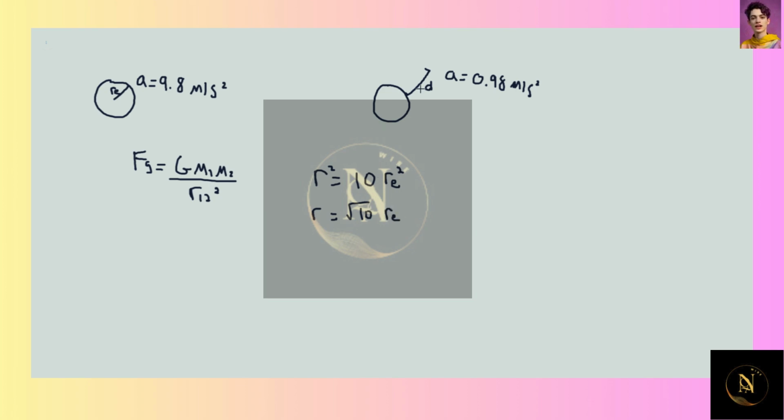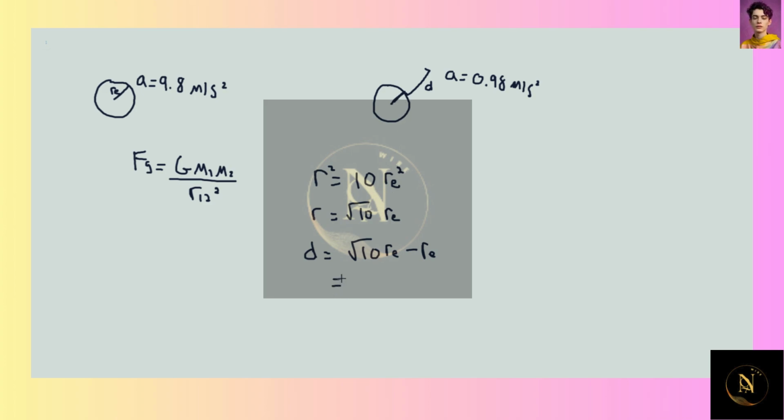But that's not quite our answer yet, because they don't ask us for the distance from the center of the Earth to the object. They ask us just for the distance from the surface of the Earth. So that means that we need to subtract off this distance here, the radius of the Earth. So d, the distance they're asking for, is the square root of 10 times the radius of the Earth, minus the radius of the Earth. So we're just taking off this little part right here.